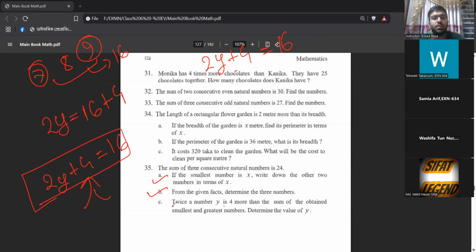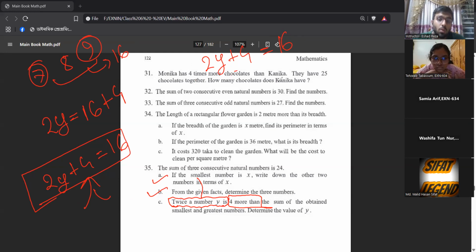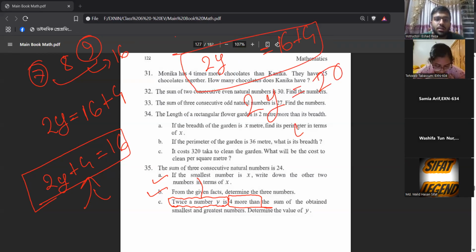Because what are they telling you? You should read very carefully. Twice a number y, okay, 2y. The sum of the obtained smallest and greatest numbers is 16. And they're saying that twice the number y is 4 more than the sum. If the sum is 16 and this 2y is 4 more than this sum, it's of course going to be 16 plus 4. It's not going to be 2y plus 4. So be very careful about this. So basically, 2y is equal to 20 and y is equal to 10, right?